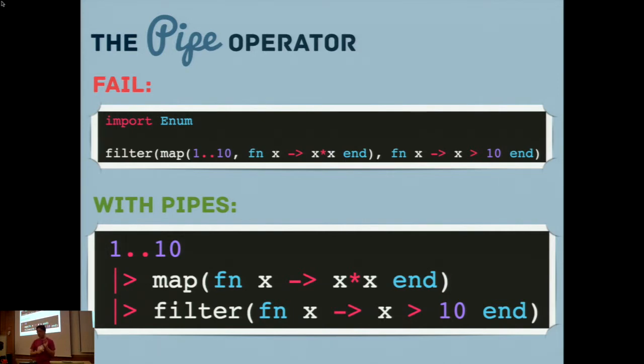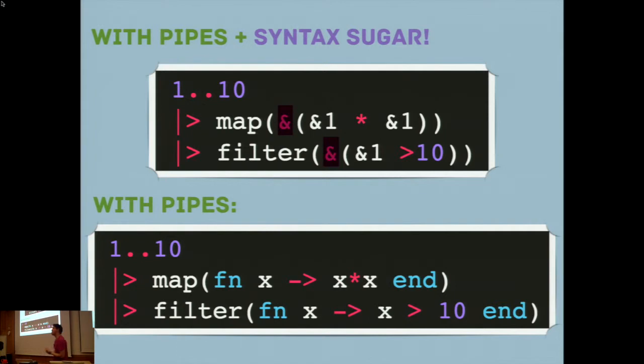Here, we transform the range from 1 to 10 into a list of squared values, then pipe it through into the map function, square the values, and then pipe it through again into the filter function. All of this is neatly expressed using pipes. But it turns out there's an even shorter way of expressing the previous computation using the function capture operator in Elixir. The outermost ampersand expands into the anonymous function, while the ampersand 1 represents the first argument in the function.